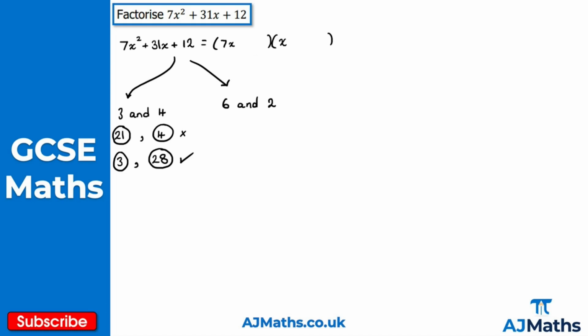So what number did we times by 7? Well, that was the 4. That would go in this bracket here. Would be x plus 4. And then in this bracket here, it's the other factor, which would be positive 3. We get 7x plus 3 there. We times it by x plus 4. And there we have it. So that's the solution there to question 3.